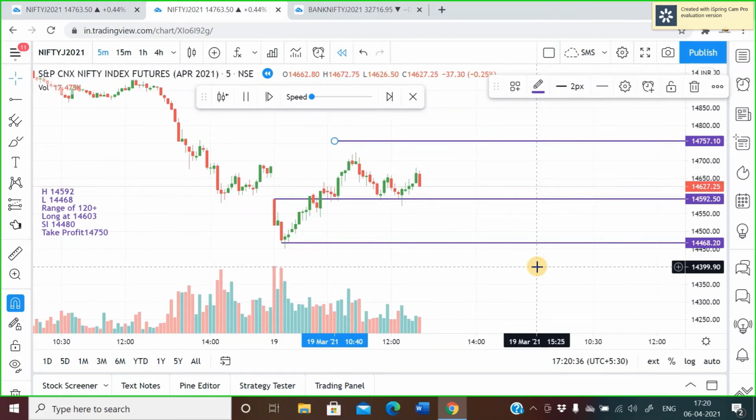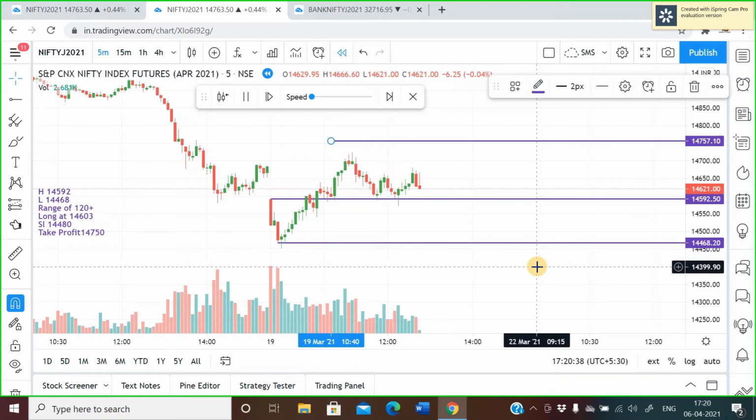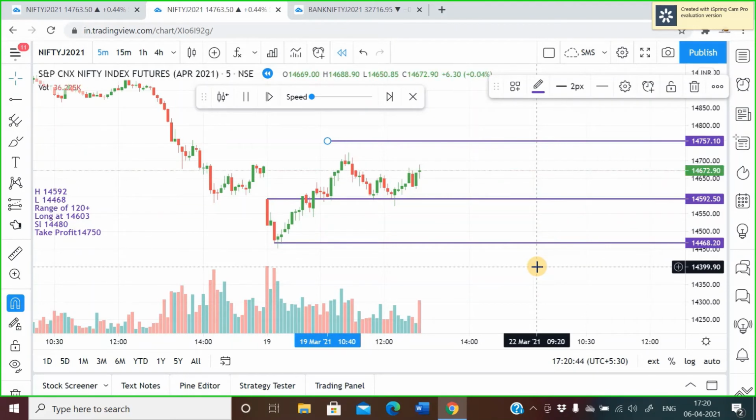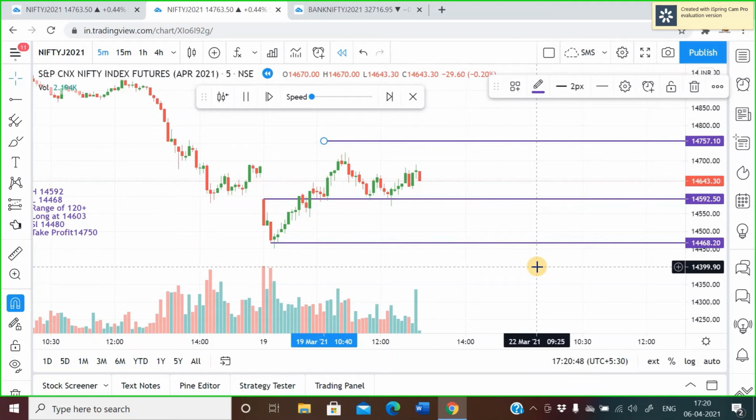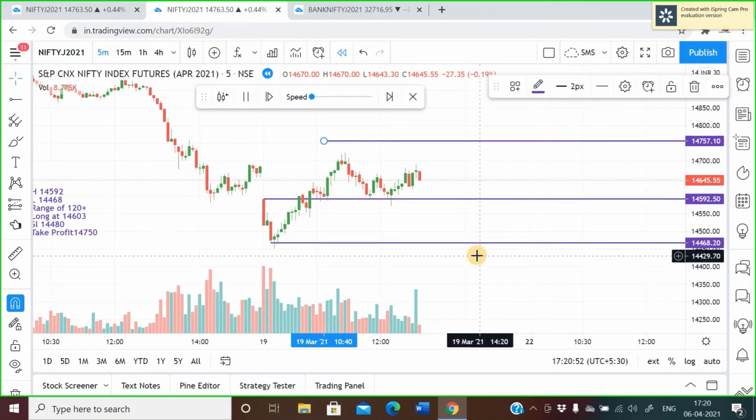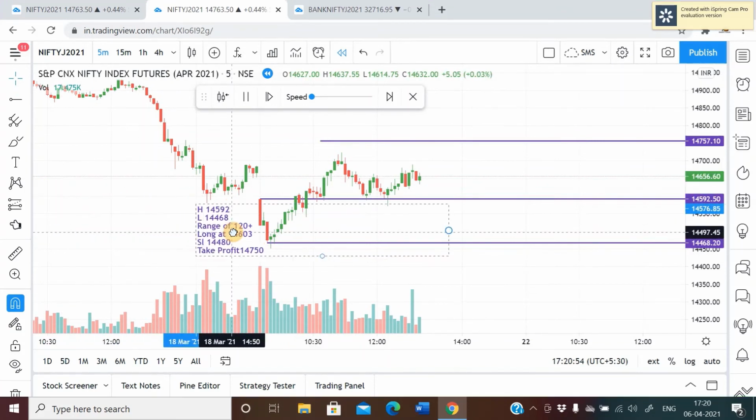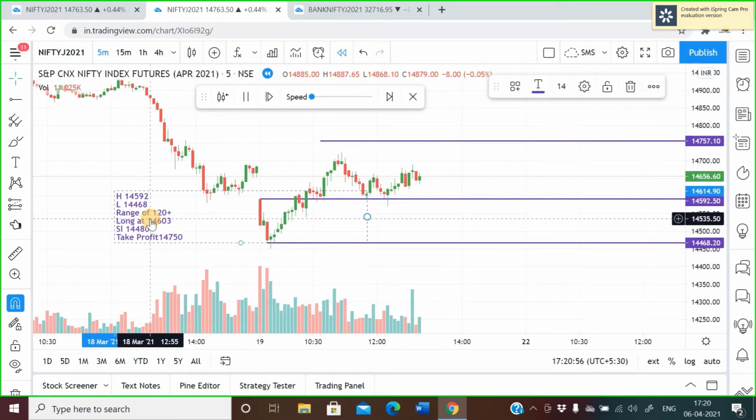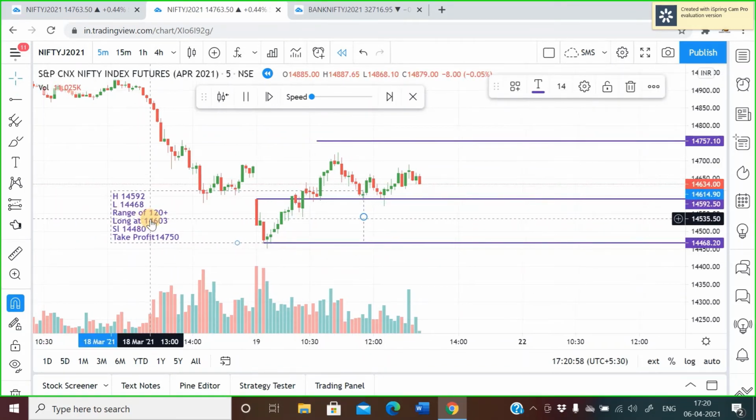So you have to be patient. You have to be disciplined. If you're following one strategy, stick to it. Don't get into multiple strategies. Don't get into trading with emotions. Just simple. If you're following a strategy, then better you follow it. So let's see. Still hovering above our buying price.